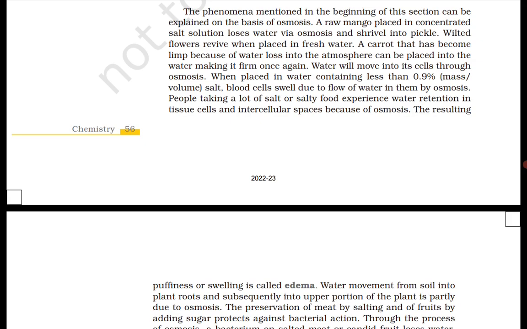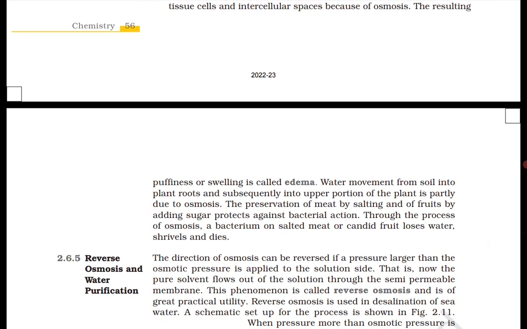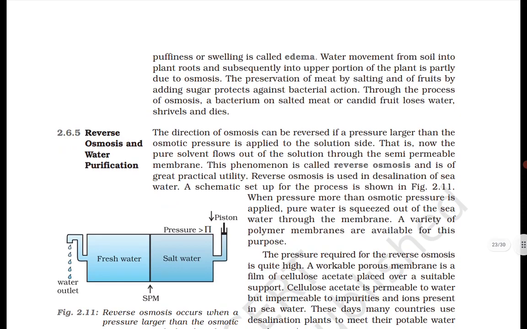Blood cells swell due to flow of water into them by osmosis. People taking a lot of water or salty food experience water retention in the tissue cells and intracellular spaces because of osmosis. The resulting puffiness and swelling is called edema. Water movement from the soil into the plant roots and subsequently into the upper portion of the plant is partly due to osmosis. The preservation of meat by salting and of fruits by adding sugar protects against bacterial action through the process of osmosis. A bacterium on salted meat or candied fruits loses water, shrivels and dies.